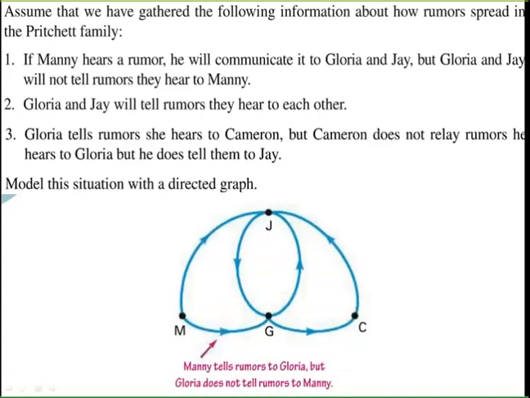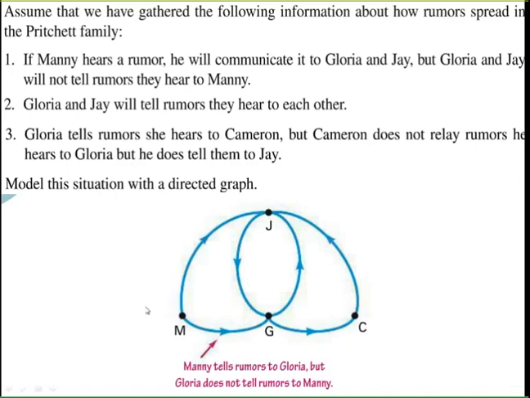So here's what's happening. Here's Manny, and he's telling his flow of information to Jay, and he's telling it to Gloria, but they do not reciprocate and draw back. If Gloria hears something, she'll tell Jay. If Jay hears something, he'll tell Gloria. So you can see the circle happening between these two. That's line 2 here. And then finally, Gloria tells stuff to Cameron, and Cameron does not relay anything he hears back to Gloria, but he will tell stuff to Jay. So you can see this ebb of information flow over there.